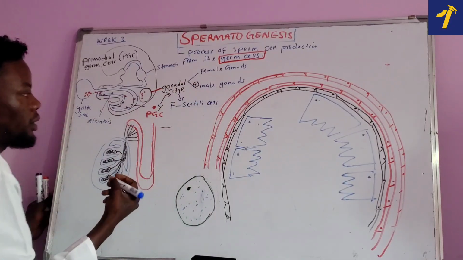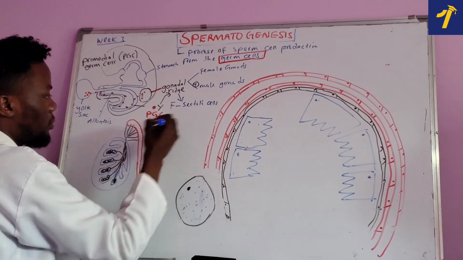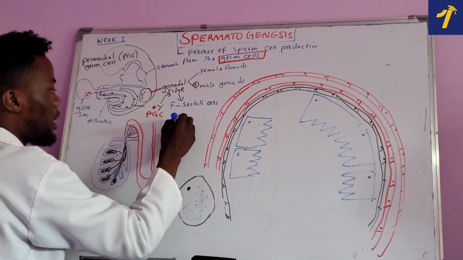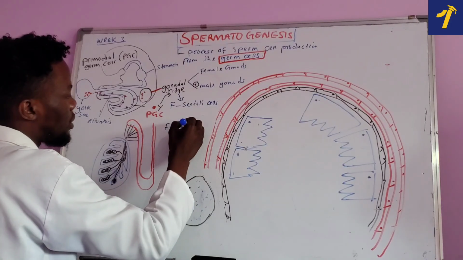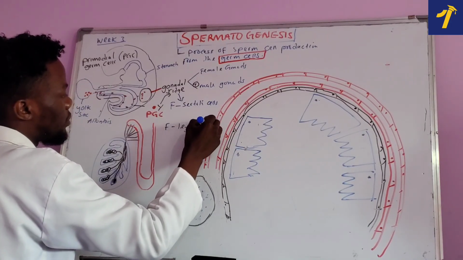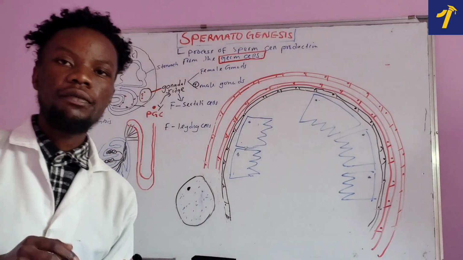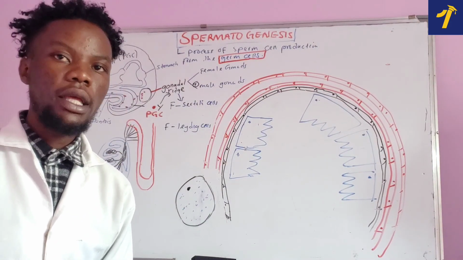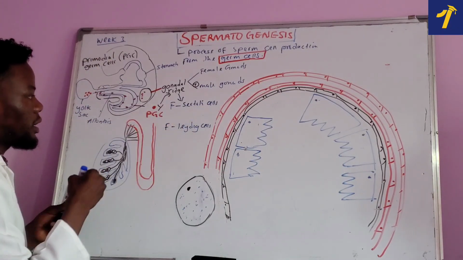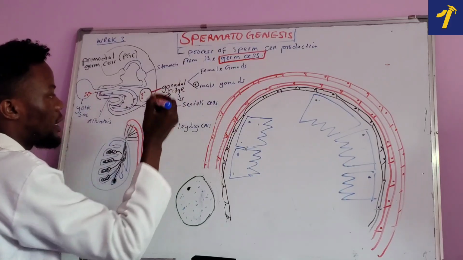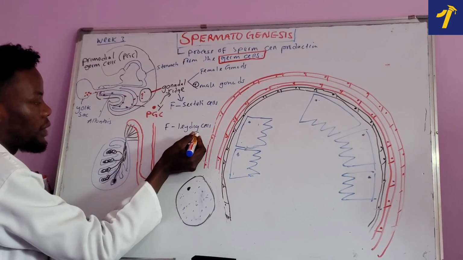So make sure that you follow me. Fetal Sertoli cells as well as fetal Leydig cells. So two important cells are going to be developed after they are stimulated by the Y chromosome. They are going to have the fetal Sertoli cells and the fetal Leydig cells.